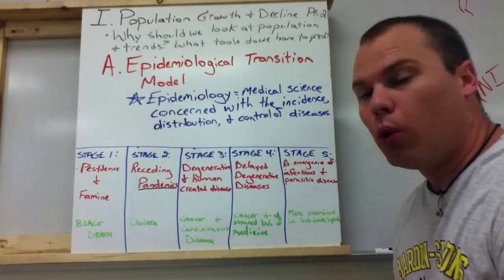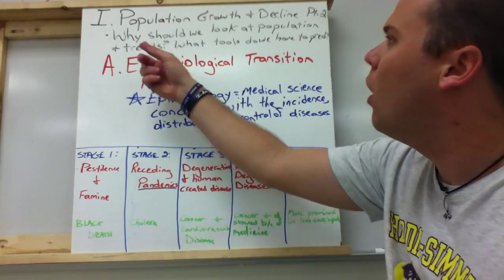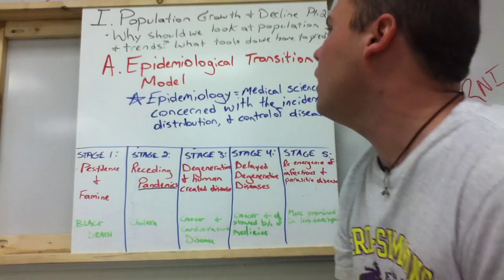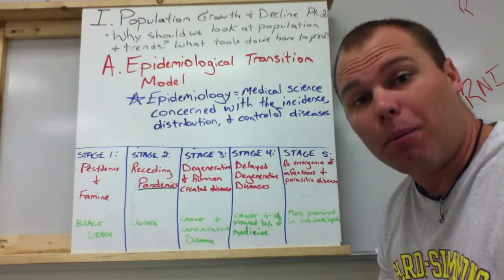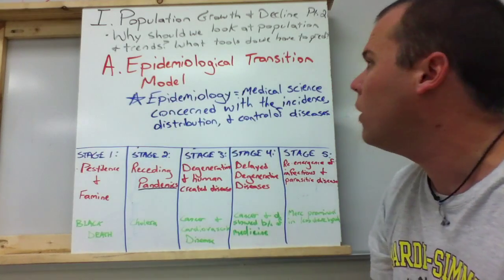This is part 2 of population growth and decline. We have the same essential question: why should we look at population and trends, and what tools do we have that we can predict different populations and different trends based on different things? We're carrying right along with what we were, because this is part 2.